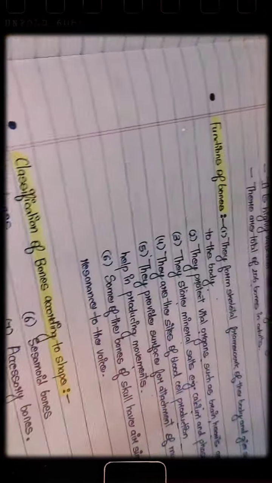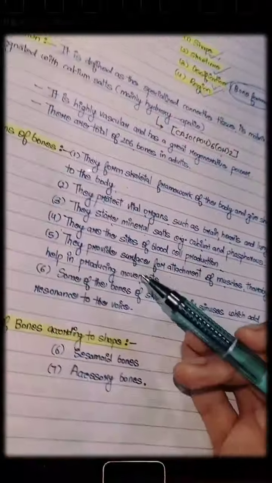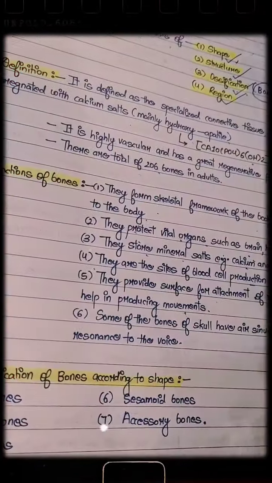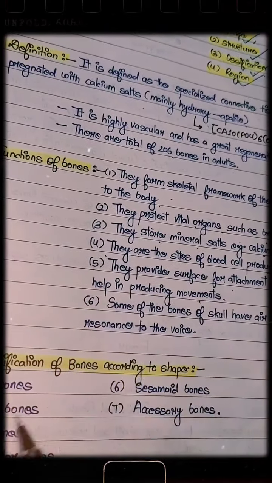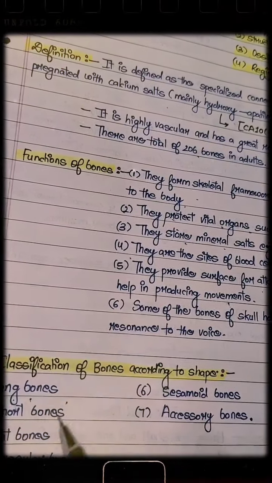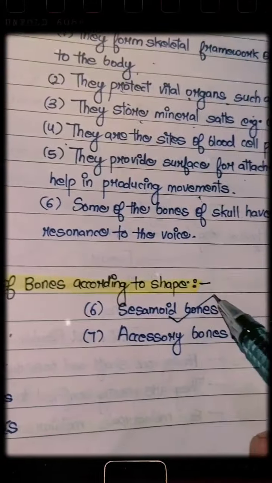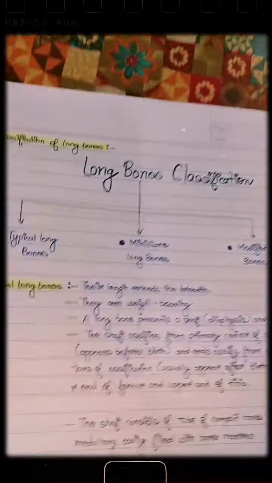Now coming to classification. The bones are classified on the basis of many things: on the basis of shape, region, ossification and structure. But the main one is the shape. On the basis of shape, there are long bone, short bone, flat bone, irregular bone, pneumatic bone, sesamoid bone and the accessory bones. Then I will be explaining one by one.